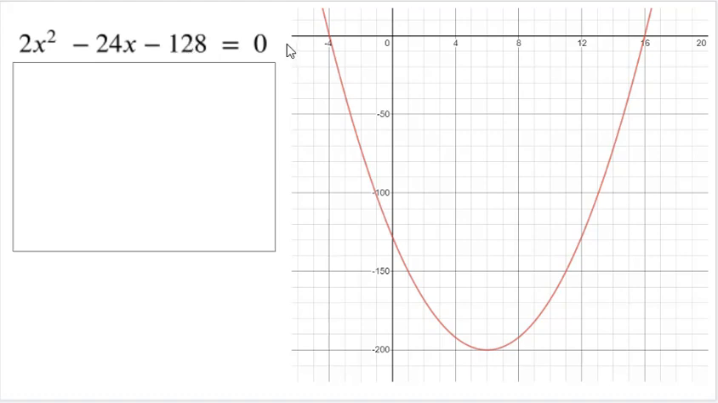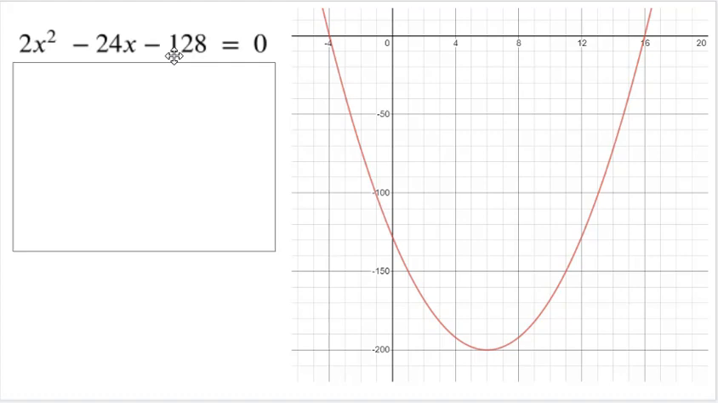If I added 128 to both sides and divided by 2, I would have x squared minus 12x equals 64. I could still take the square root of 64, no problem. But x squared minus 12x? I can't take the square root of that. I don't know what that is, right? So we have a problem.